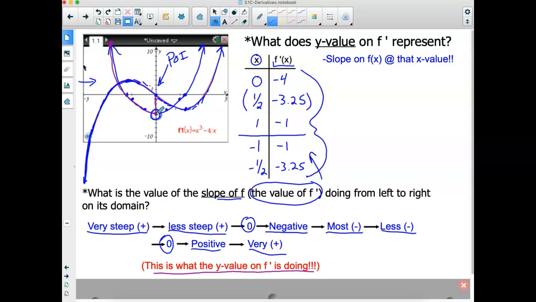Then what's happening then? Well, then they're getting less negative and less negative because my graph is coming. My y values are getting less negative. They're getting closer to 0 until they hit 0. Then they turn positive, and then they get super positive again. Okay? So that's exactly what I can do. I can read that off of my regular f of x function. See, this is the connection that we're making.